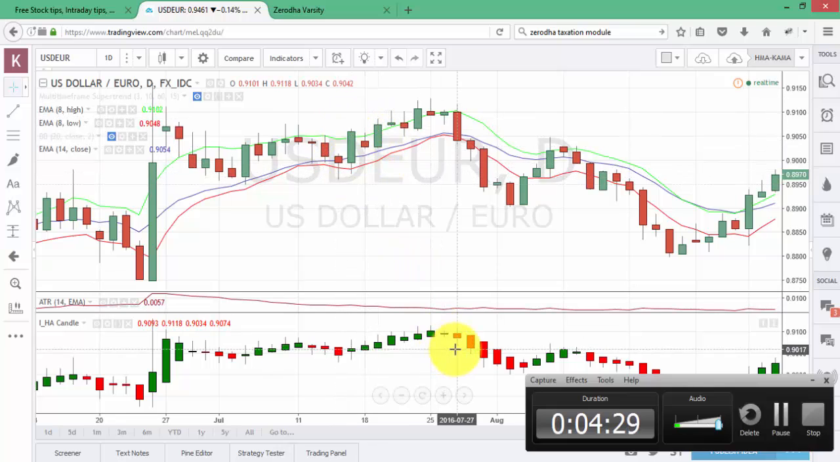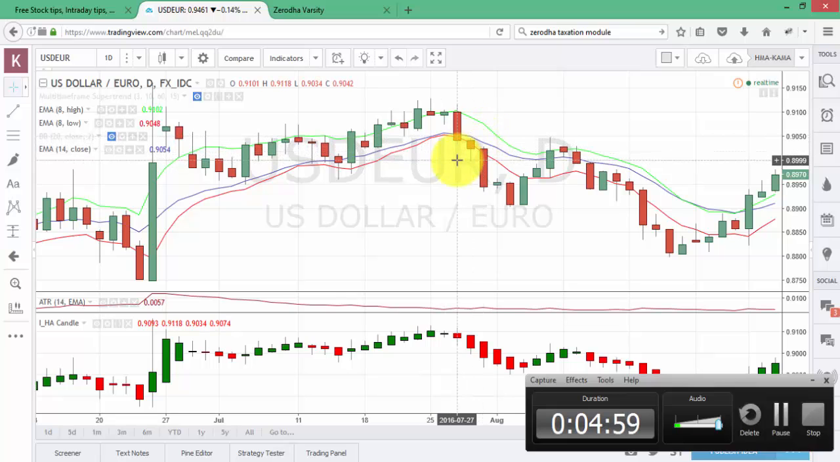Now take a look at the short entry. Here the first candle has a low of 0.9034, and the second candle crossed this value successfully. So all three rules are satisfied here. Here only two rules are satisfied, so this is a false signal, and this is the correct signal till now.